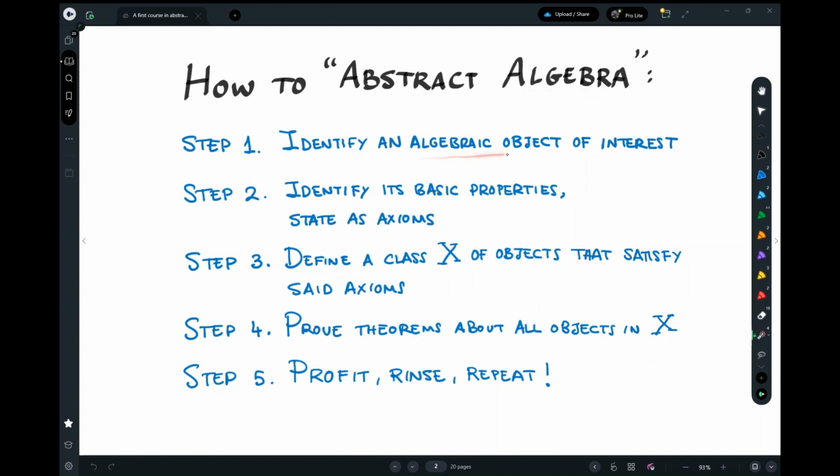First, we're going to identify an algebraic object of interest, such as the integers. We're going to identify its basic properties and state them as axioms. For example, we know that in the integers, addition is associative and commutative. Those are going to be our axioms. Then we're going to define a class of objects that satisfy those axioms that we've abstracted. And then we're going to prove theorems about those objects in the class X. And then we profit and repeat, and we do it all over again.